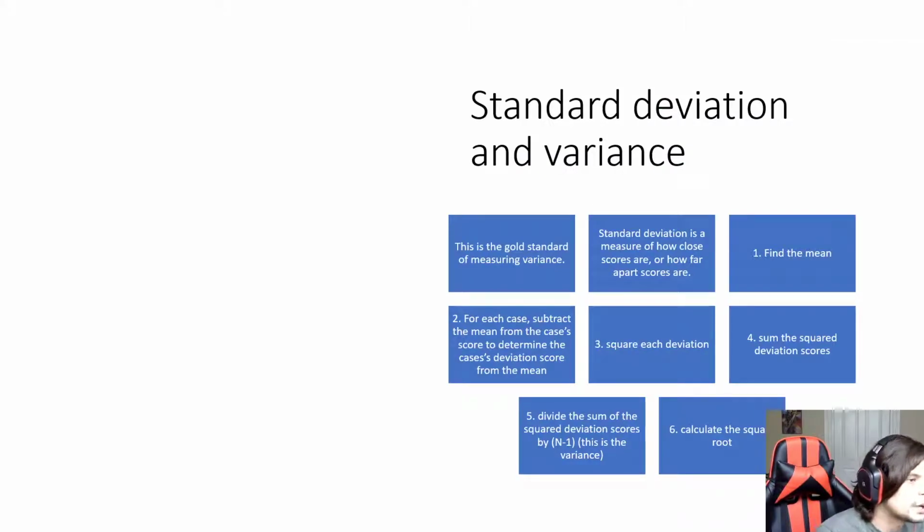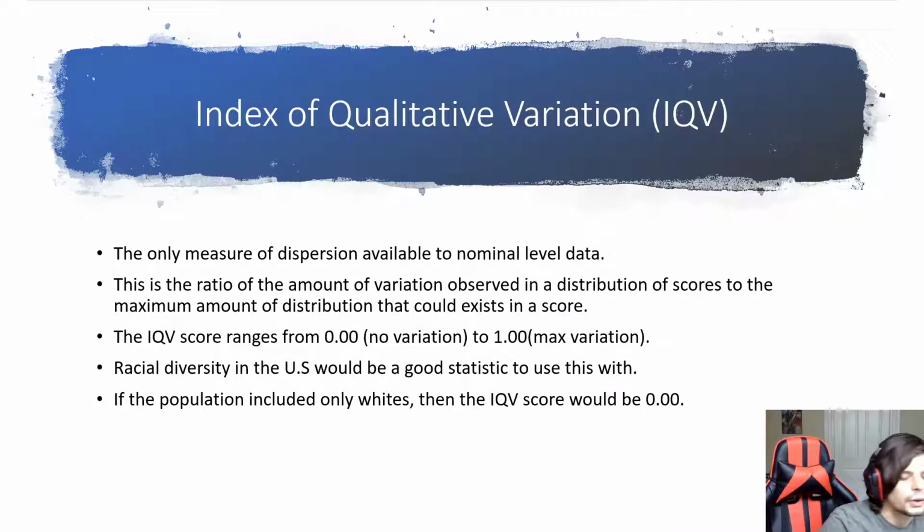Standard deviation and variance, gold standard. Standard deviation is how far your scores are from the mean. First you find the mean, then you subtract each case from the mean to determine that case's deviation score. Same thing as the mean deviation so far, except this time you square each deviation, and then you sum the squared deviation scores. Finally, you divide the sum of the squared deviation scores by n minus 1. This is variance. Then you calculate the square root, but we're not going to do that.